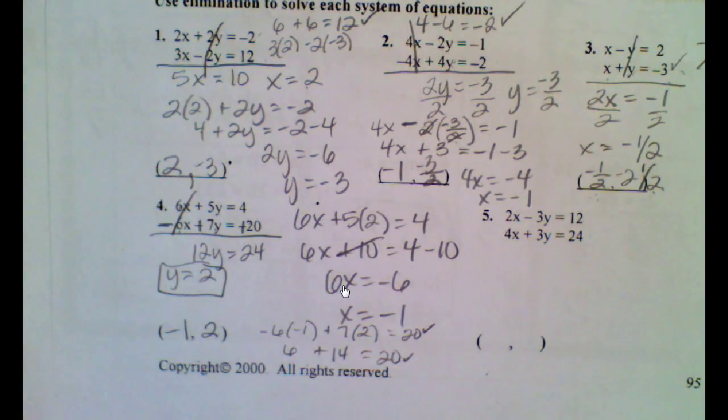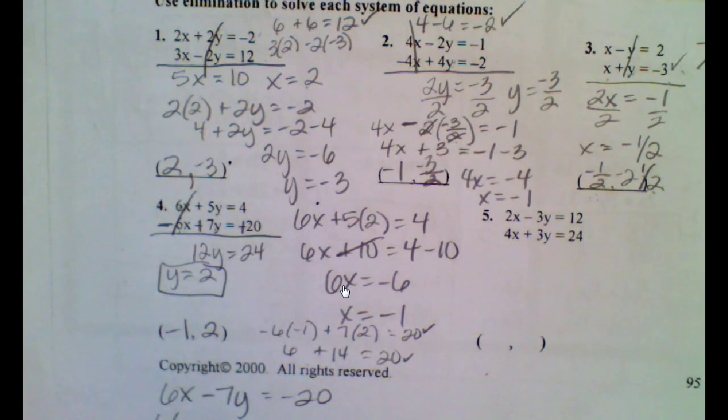Okay. That's a good question. So Hope's asking, do I have to use the original equation or the one that I flipped the signs on? You can use either. Okay. So let's go ahead and use the original one. You don't have to do this, I'll just show you. 6x minus 7y equals negative 20.